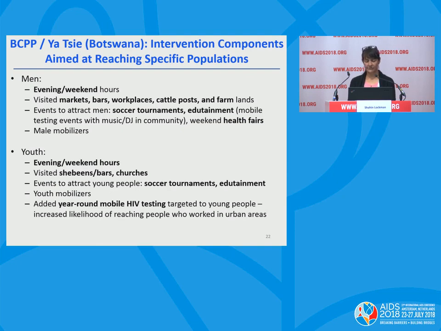To better reach and serve youth, BCPP tailored the timing, location, and nature of outreach with this in mind, adding year-round mobile testing to increase the likelihood of reaching young people who often worked in urban areas.